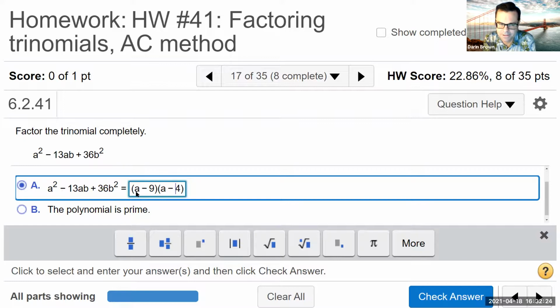But because there's the ab and there's the b squared, that just means we have to add the b's back in. And now if you FOIL this out, you see you get a squared minus 13ab plus 36b squared. So it's really not anything new going on. It's just that you have to change the appearance of the terms. You have to make the terms have those factors so that they match up to give you the factors in the terms in the trinomial.